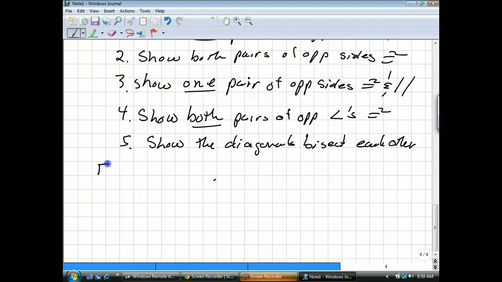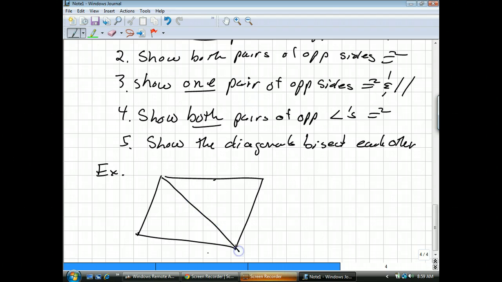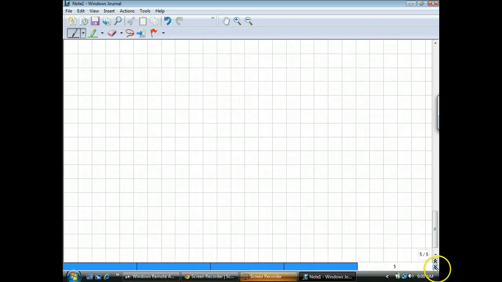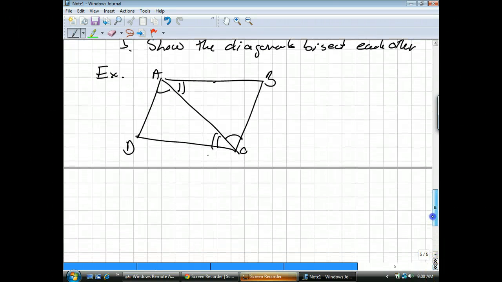Okay, so example 1. If I have this diagram with this diagonal, this is A, B, C, D. And if I know this angle is congruent to this one, and this one is congruent to this one, can I conclude that this quadrilateral is a parallelogram?